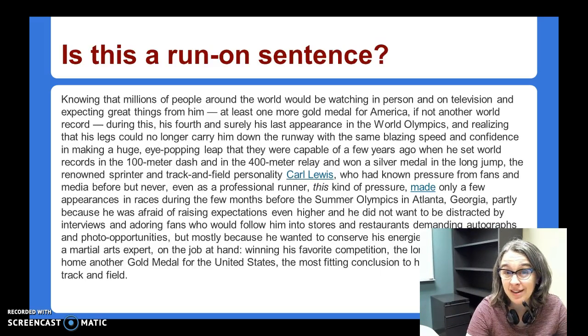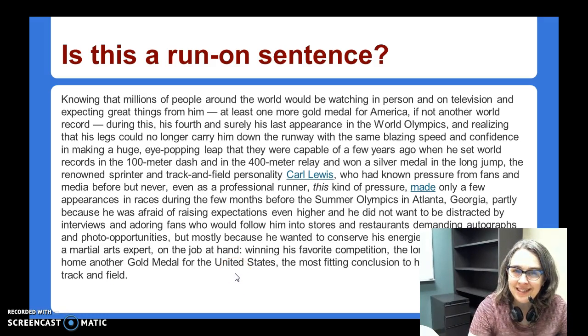This sentence back here is properly punctuated. It has a very clear subject, Carl Lewis, and it has a verb, made. Everything else in here is part of the sentence. It's just really long. Now, obviously, you don't want to write sentences that are 239 words long like this one is, but it is not a run-on sentence.